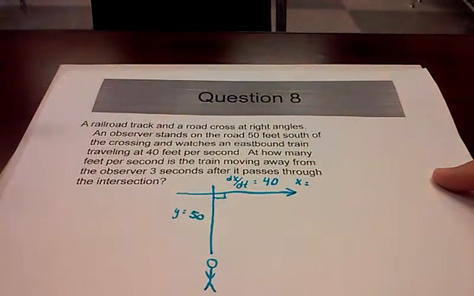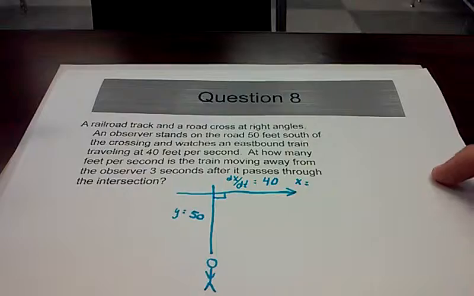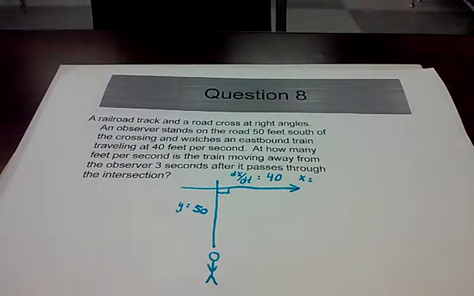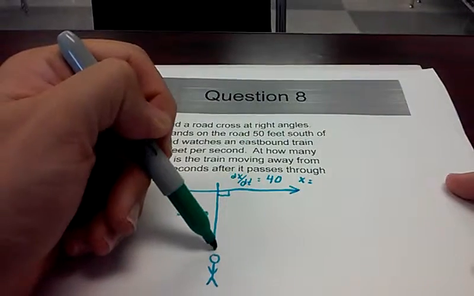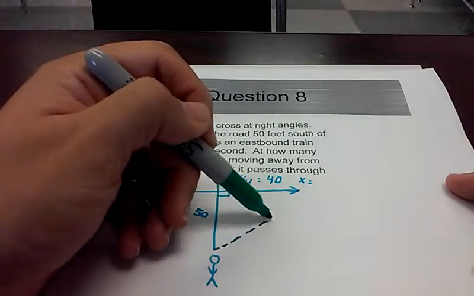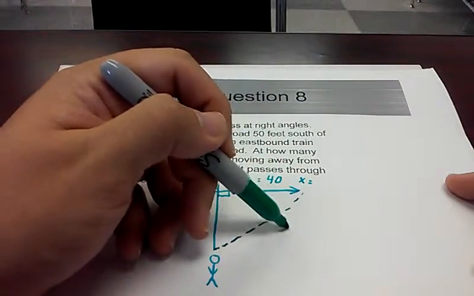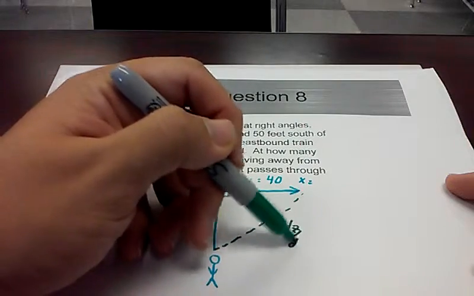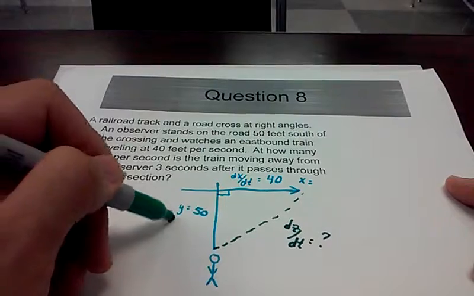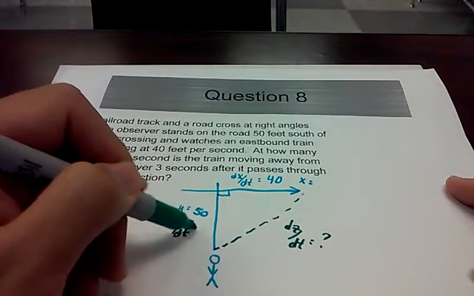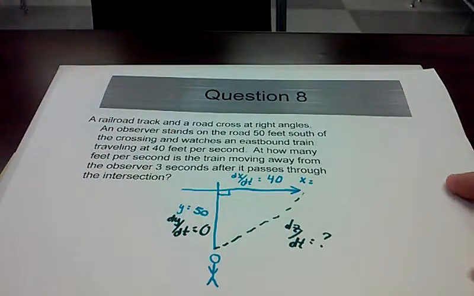It says, at how many feet per second is the train moving away from the observer? Well, as the train is moving eastbound, the observer is standing still, so this would be the distance from the observer to the train. So let's call that dz/dt. So that's what we're trying to find. Notice that dy/dt is 0 because the observer is standing still.